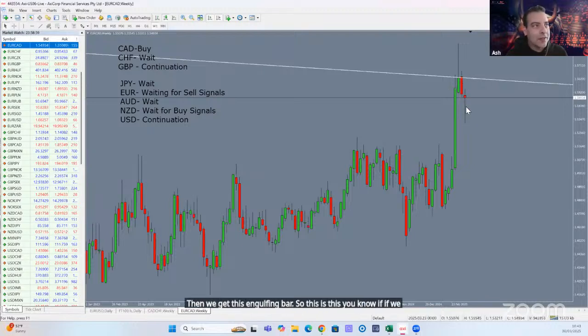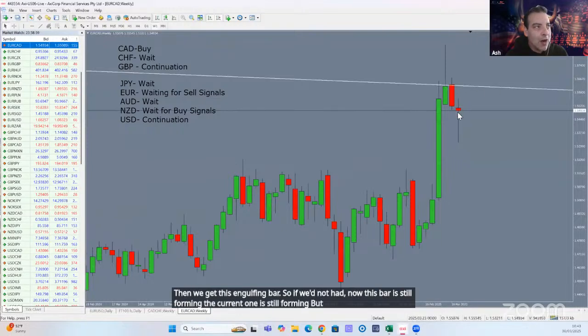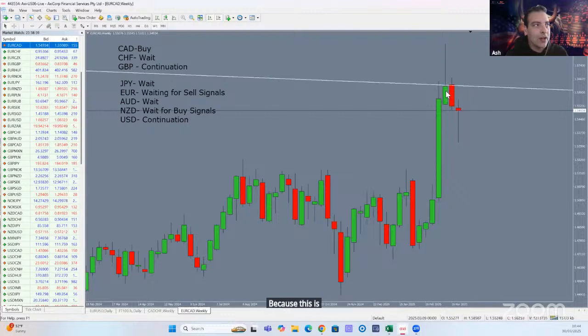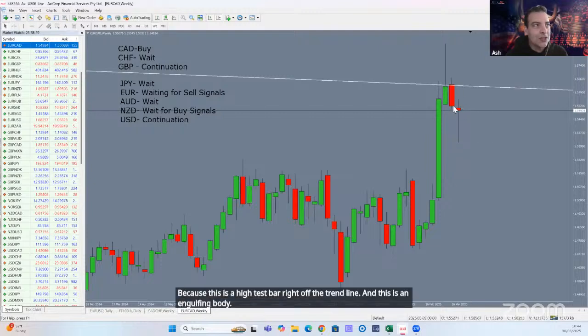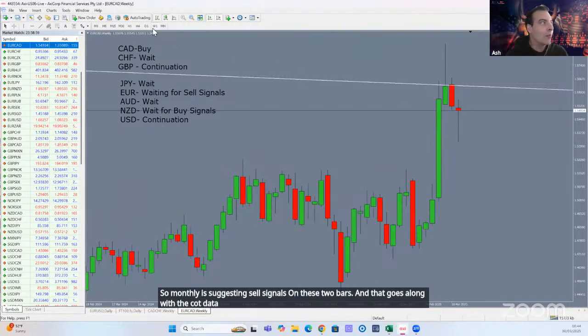Now this bar is still forming, the current one is still forming, but if we'd not had this bar, we would be looking for selling for sure. Because this is a high test bar right off the trend line, and this is an engulfing body. So monthly is suggesting sell signals on these two bars, and that goes along with the COT data. So right now I'm comfortable with this one.